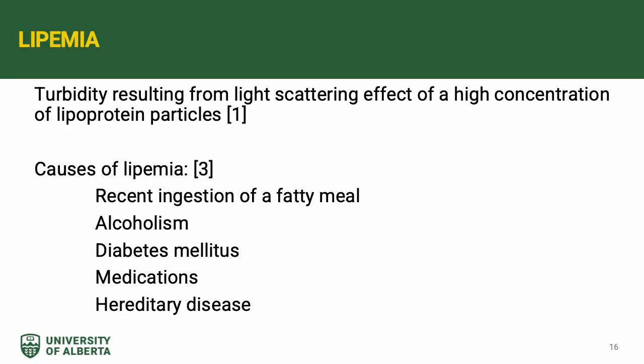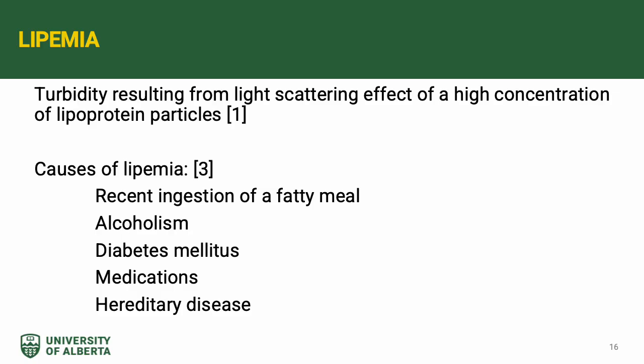The next interferent we will discuss is lipemia. When we talk about lipemia, we also need to talk about turbidimetry. Turbidimetry is the measure of scattered light. When parallel beams of light encounter a particle, the light is absorbed, transmitted, scattered, and reflected by the particle.